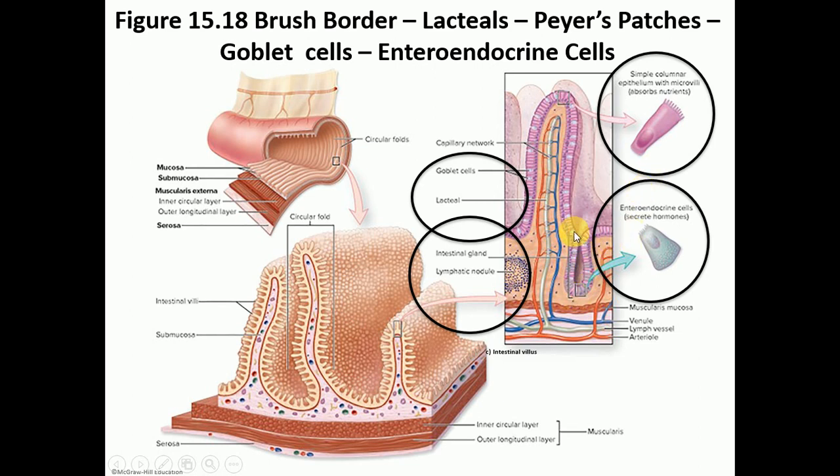You also have these little intestinal glands. In the intestinal glands, that's where you'll find your enteroendocrine cells that secrete your hormones. We also have what are known as Peyer's patches or lymphatic nodules. Those are the scattered lymphatic nodules that you have through the small intestine to try to trap anything that is trying to get absorbed with the food.